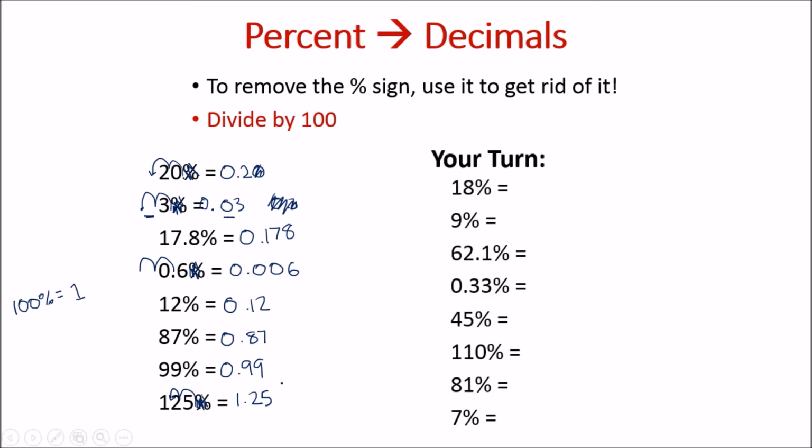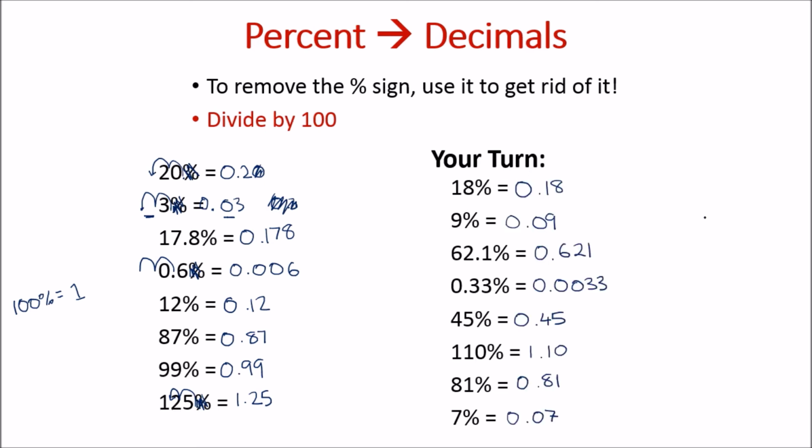Okay, it's your turn to practice, so please pause the video, have a go, and then resume to see if you got the correct answers. So how did you go? Did you put in these extra zeros here? It's great if you did. Down here, 110%. Now you can write it as 1.10, but equally you can just write it as 1.1. That's fine too.